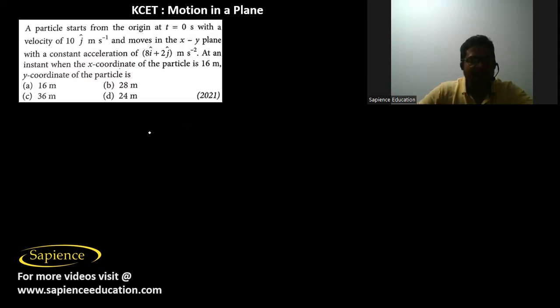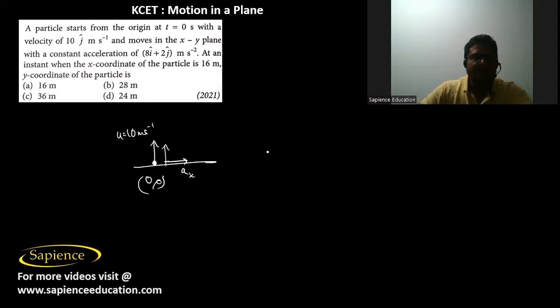Then here it is told a particle starts from the origin at t equal to 0 with a velocity of 10 j cap meter per second. This initial velocity is 10 j cap meter per second and it moves in the xy plane with constant acceleration of 8 i cap plus 2 j cap meter per second square. So the acceleration has an x component and also a y component. At an instant when the x coordinate of the particle is 16 meter, then the y coordinate of the particle is.